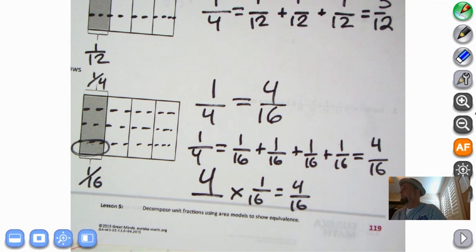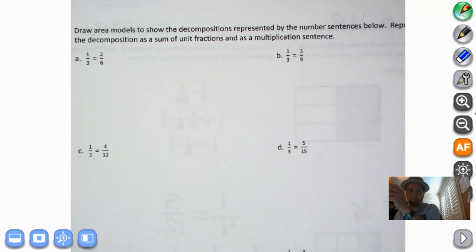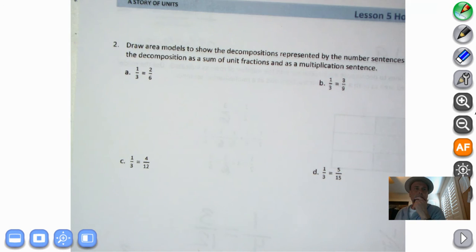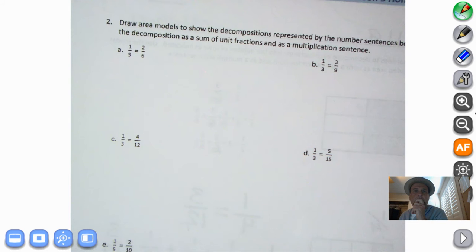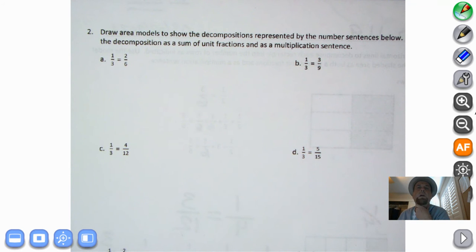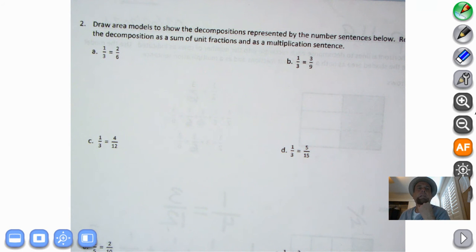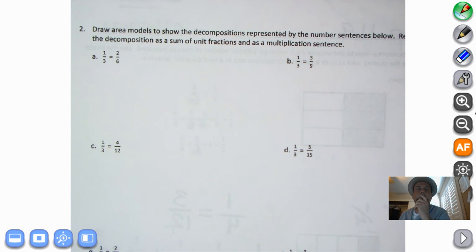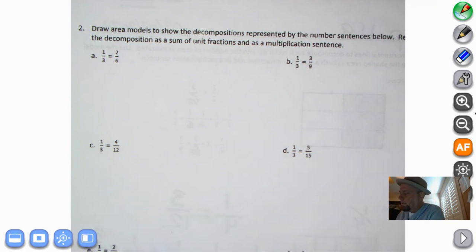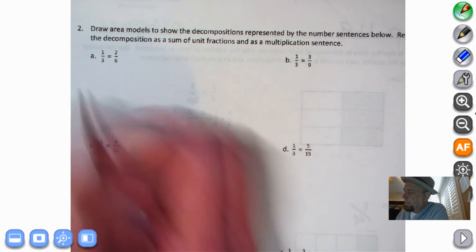All right. We're going to keep going. We'll turn this paper over. And let's read our instructions. It says, draw area models to show the decompositions represented by the number sentences below. The decomposition as a sum of unit fractions and as a multiplication sentence. So we'll be adding and multiplying. We're only going to do 2 of these because the rest is going to be your homework, 1 and 2. Let's get moving on that.